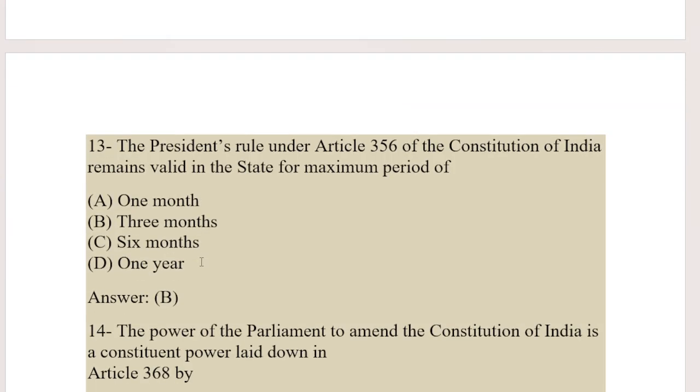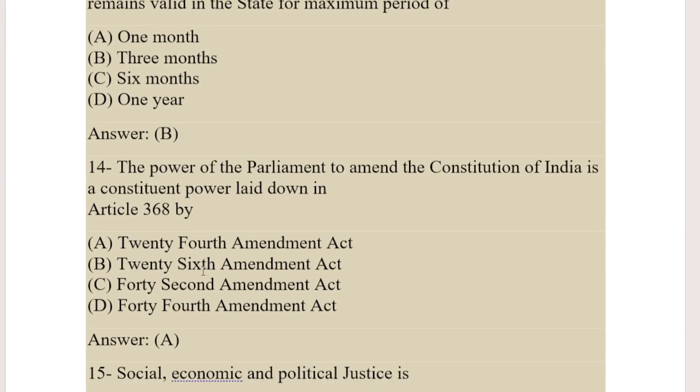And the next question is, the President's rule under Article 356 of the Constitution of India remains valid in the state for a maximum period of option A, 1 month, option B, 3 months, option C, 6 months, option D, 1 year. The right answer is option B, 3 months.